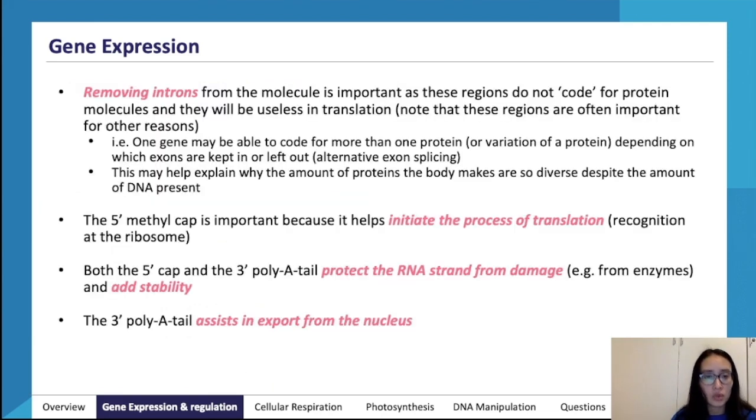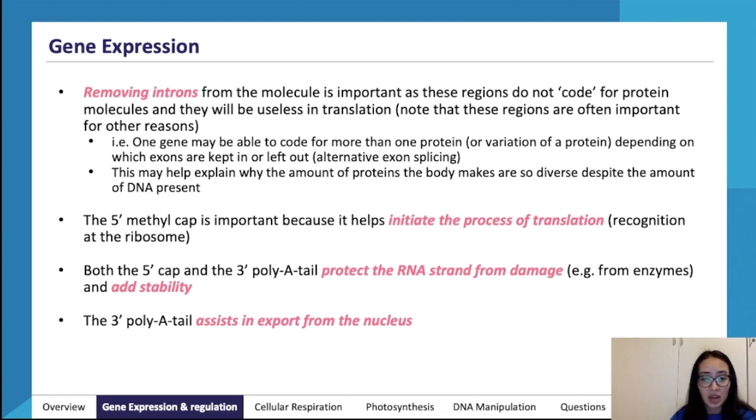So why do we remove introns? It's really important that we remove introns because these regions do not code for protein molecules and they will be useless in translation. We do use these regions in some genome modification processes, but we don't really discuss this in VCE. So don't worry too much about it, unless you want to.